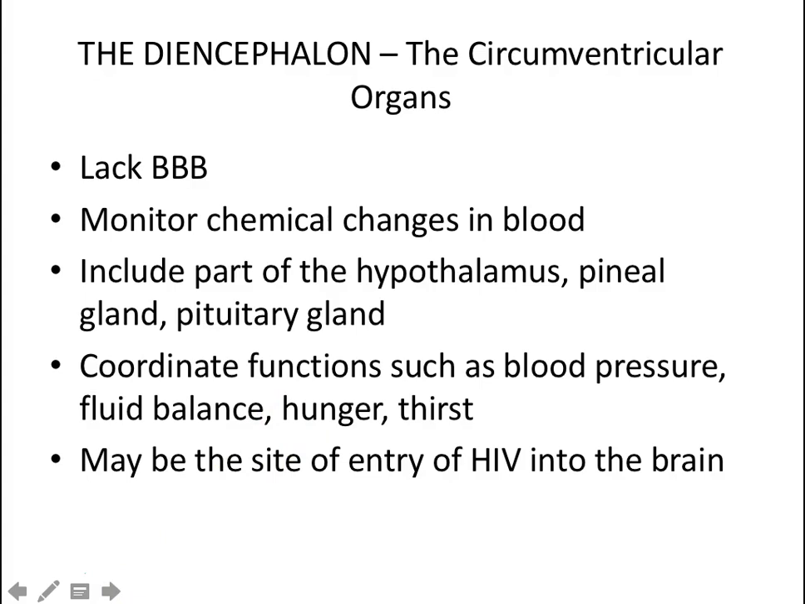Okay. We also have in the diencephalon the circumventricular organs. So these are going to lack a blood-brain barrier. The circumventricular organs are going to be the hypothalamus, pineal gland, as well as the pituitary gland. Because they lack this blood-brain barrier, that allows them to sample things from the blood directly. There's no middleman there. So they can monitor chemical changes in the blood. And when you think about this, this makes sense.